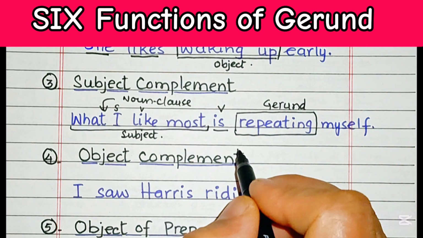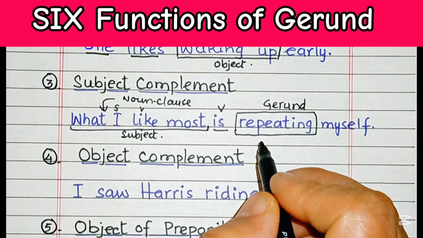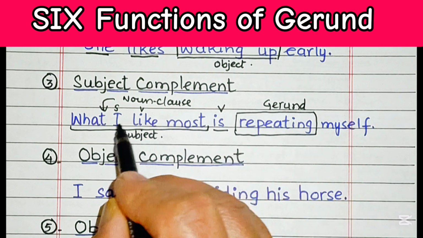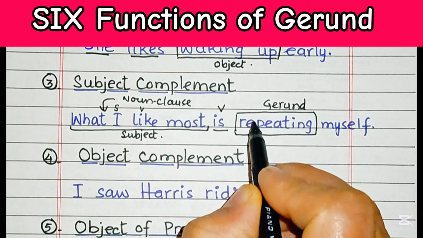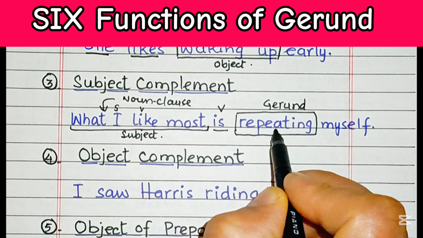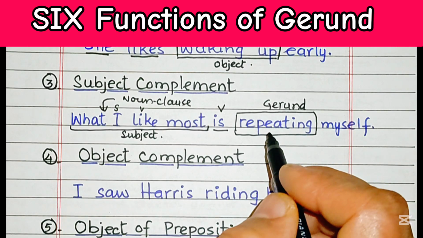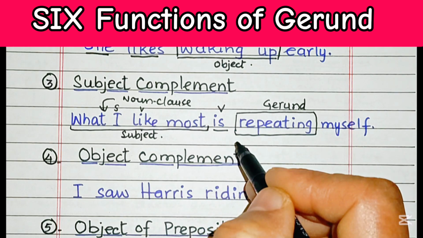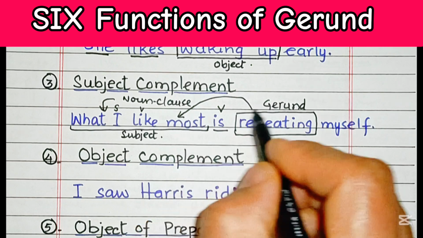Now in this situation, the gerund is not actually an object because the subject is not doing something or anything to the gerund. What I like most is. So this subject is not doing anything to this particular gerund, that is repeating. Because the subject is not doing anything to the gerund, you are just giving more information about the subject. So this part is giving us more information about the subject.